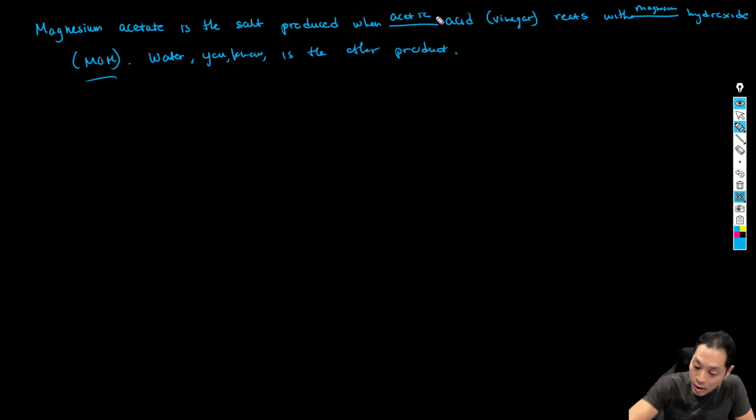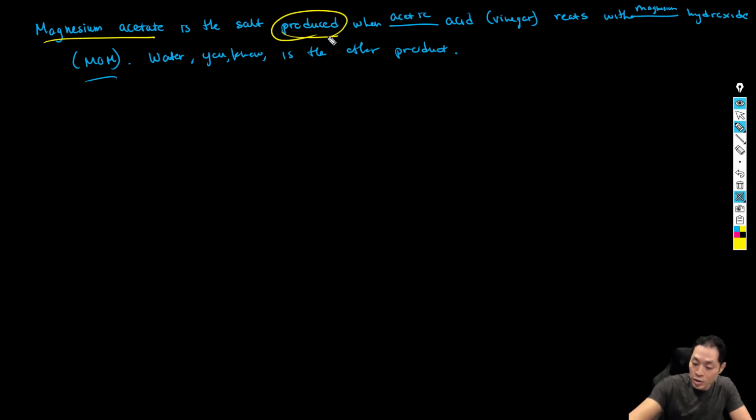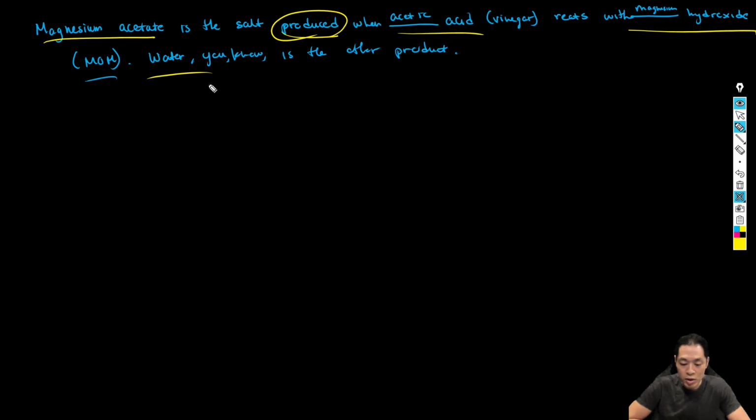Now you have to be careful on this one because it's backwards. Magnesium acetate is the salt produced. So this is the product over here when these two are the reactants. So just be careful. There's my produced magnesium acetate and water. So just really be careful. It's in a funky order. Here are my reactants right here and here. Here are my products. So just be careful when you do that and read it carefully.